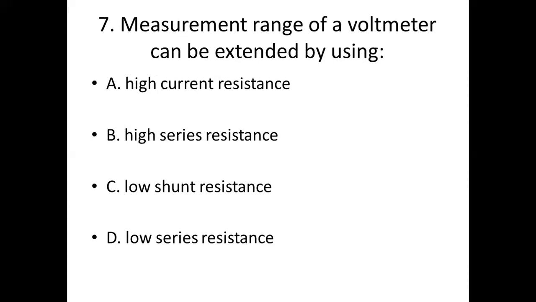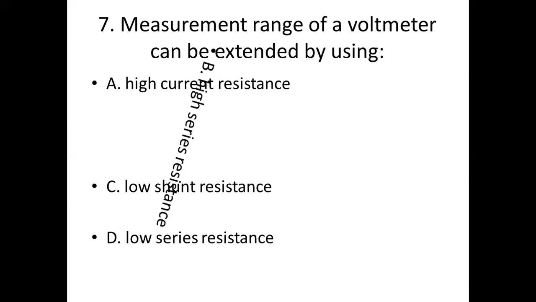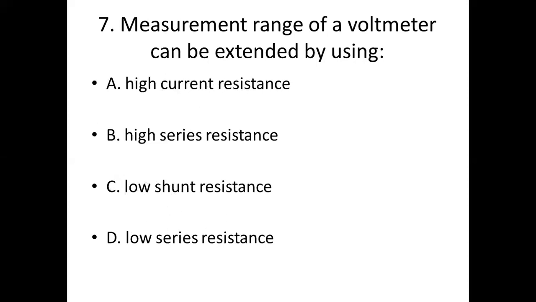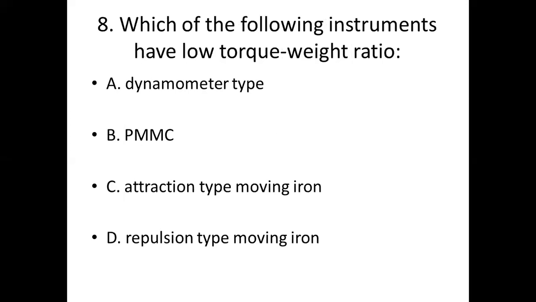Answer guess cheyandi. Option B high series resistance. Eighth bit, which of the following instrument have low torque weight ratio? Option A dynamometer type, option B PMMC, option C attraction type moving iron, option D repulsion type moving iron.